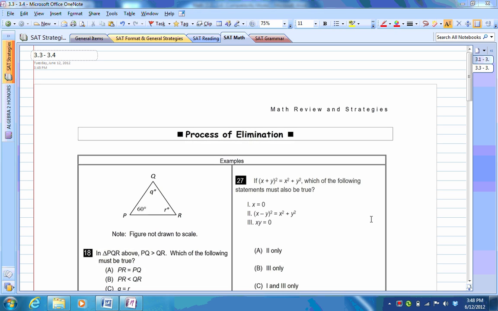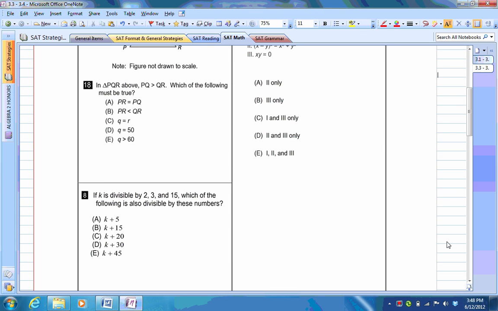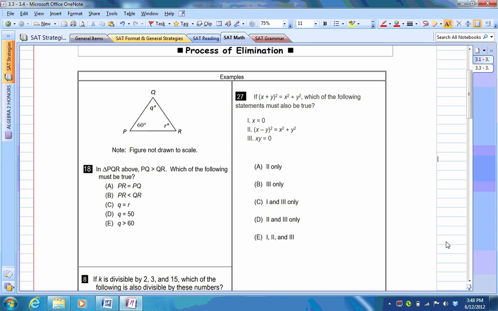Hey there, welcome to the lesson on pages 3.3 to 3.4 for the SAT math section. For page 3.3, we're talking about process of elimination, and there are three examples.